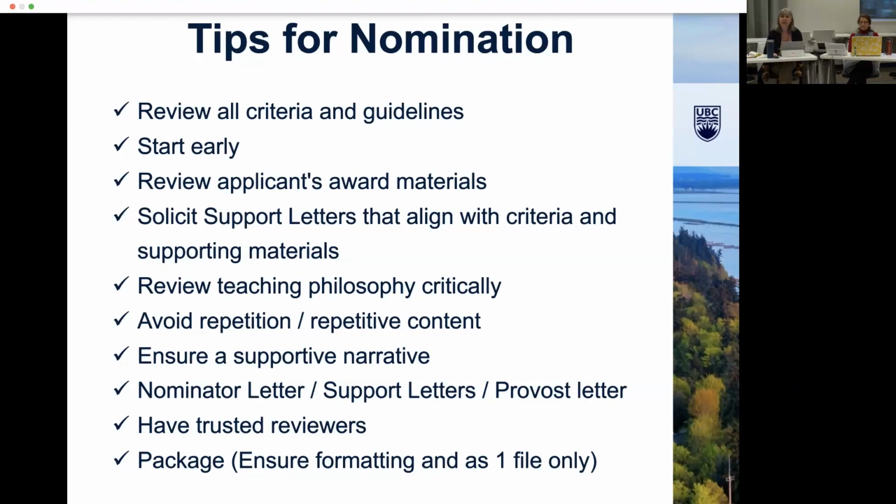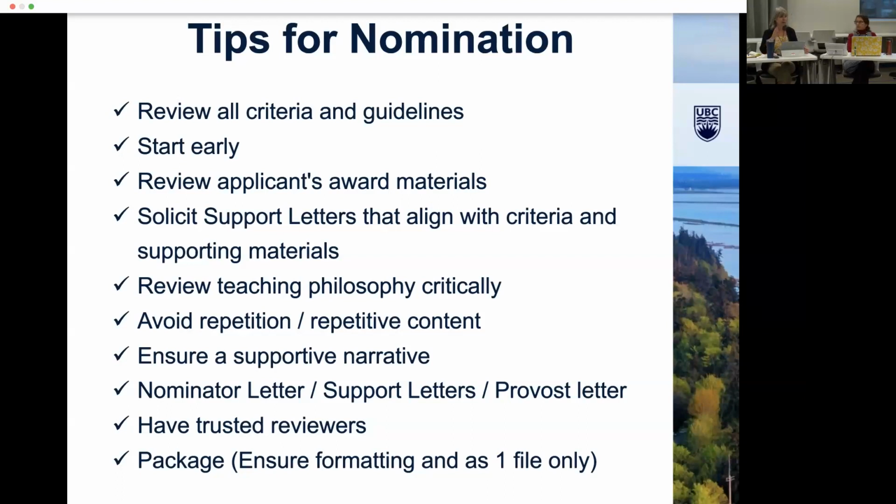These tips will apply to different people in the different roles, but really understanding the criteria and guidelines and having another set of eyes that can help you look at those is really helpful. And definitely for the external awards, that's something that CTL can do. We can make sure that we're having a really good objective look at those guidelines and criteria. Start early. I just can't emphasize that enough.